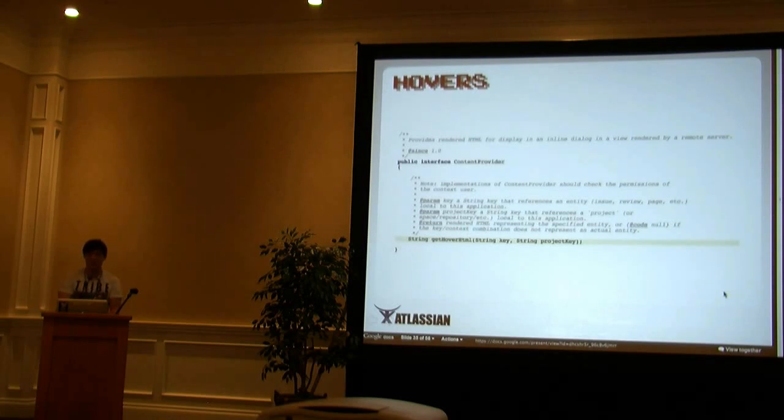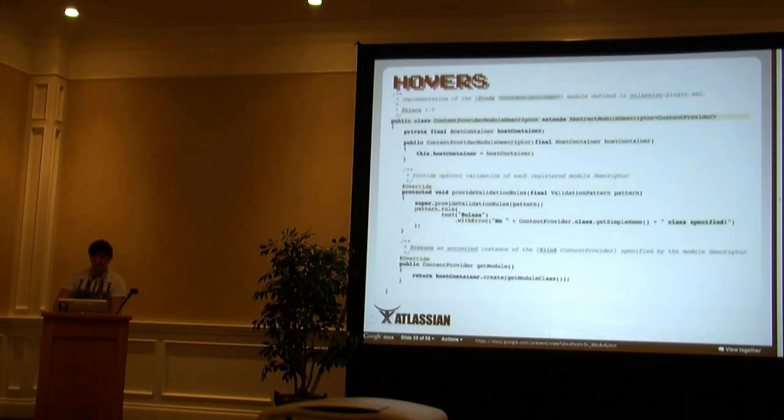The responsibility of the content provider is just to go off and search the local host application for some sort of information that relates to a key. So we've got implementations later, which we'll look at, for searching for Jira issues, and then that returns some rendered HTML, which represents that Jira issue, which then is displayed as a tooltip in that remote application. And then a similar one for Confluence pages, Bamboo builds, and so on.